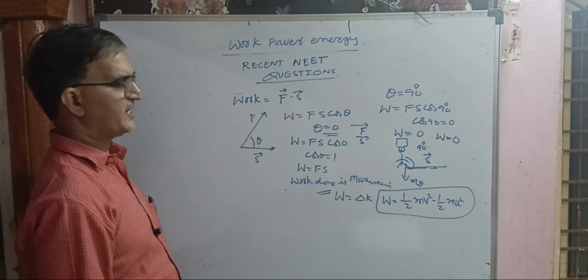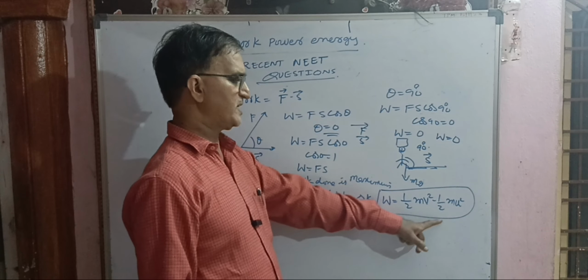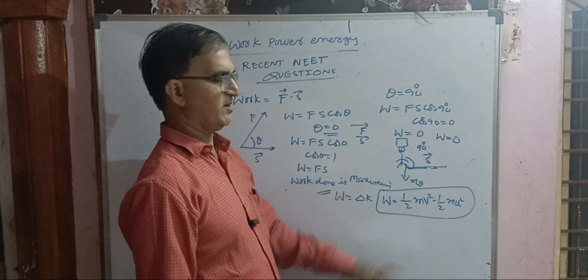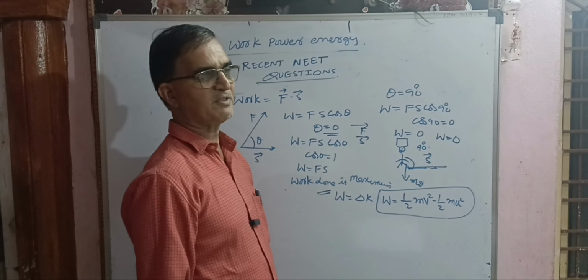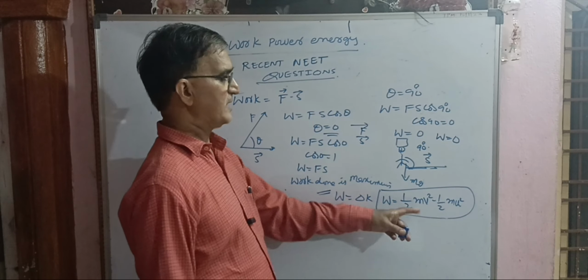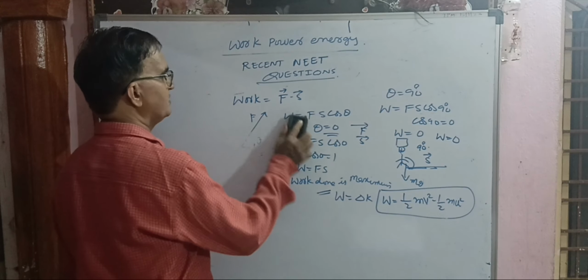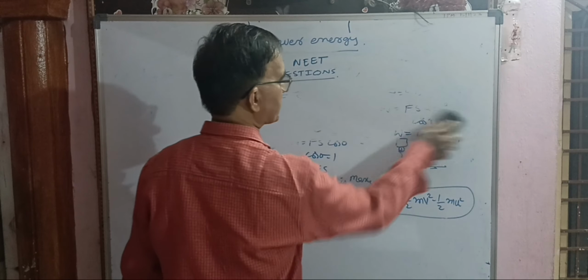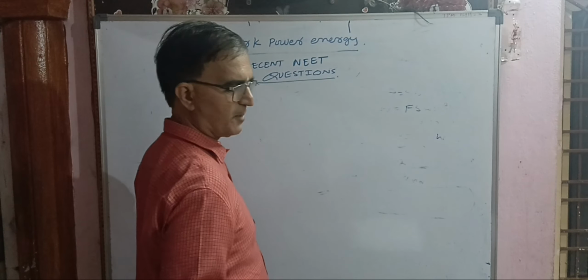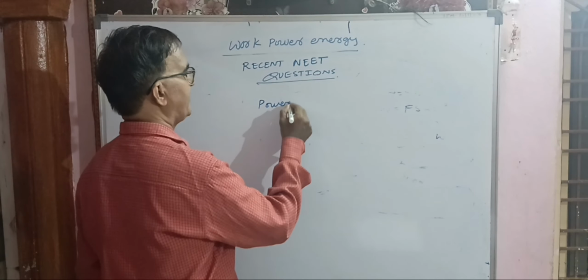Next we have the work energy theorem. The work done by a constant resultant force is always equal to the change in kinetic energy. If you know the initial velocity of the body, the final velocity of the body, and the mass of the body, then we can also calculate work done. Next, after work we have power. Power is the rate of doing work. Power is equal to work by time.